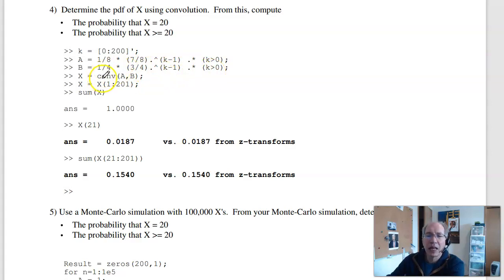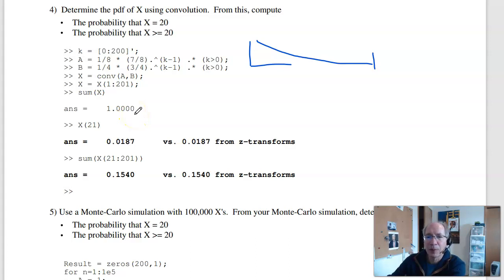And then to do the convolution of A and B, just do convolution of A and B. And I'm going to truncate it to 201 spaces, so it matches up with K. Add them all up, I get 1. So this is a valid PDF, which means, in theory, this goes out to infinity. At some point I have to truncate it. Is the part that I truncate significant? At least to 4 decimal places, it's not.